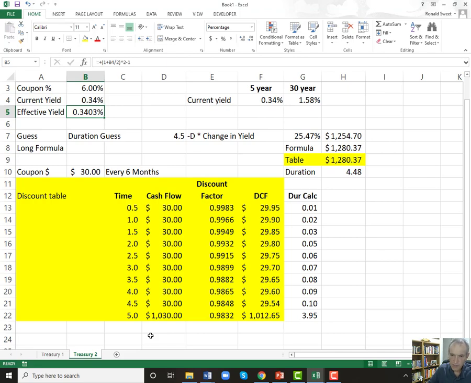I will not give you this spreadsheet. Try to build it yourself. If you try it and you can't get it to work, then email me what you do, and I'll show you where your problems are.